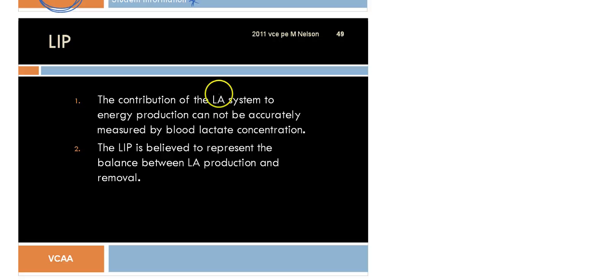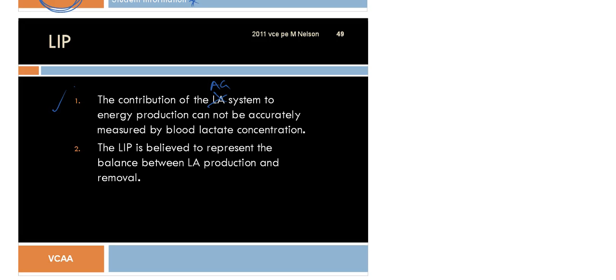The contribution of the anaerobic glycolysis system to energy production cannot be accurately measured by blood lactate concentration. That is because at high intensity activities, where we can't clear or oxidize the lactic acid and hydrogen ions in our muscles quickly enough, we get a massive buildup in our muscles. So the blood lactate won't then actually mirror the intensity of work.